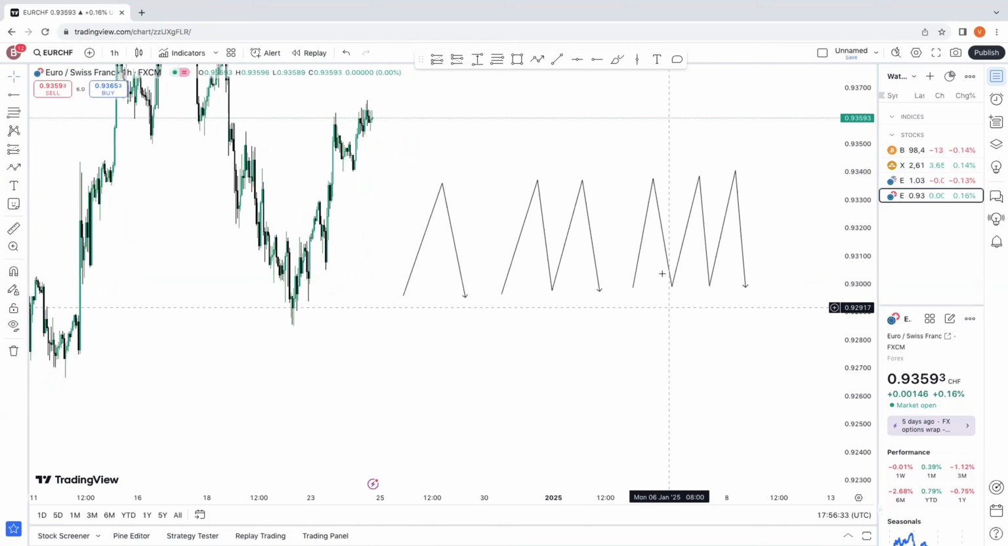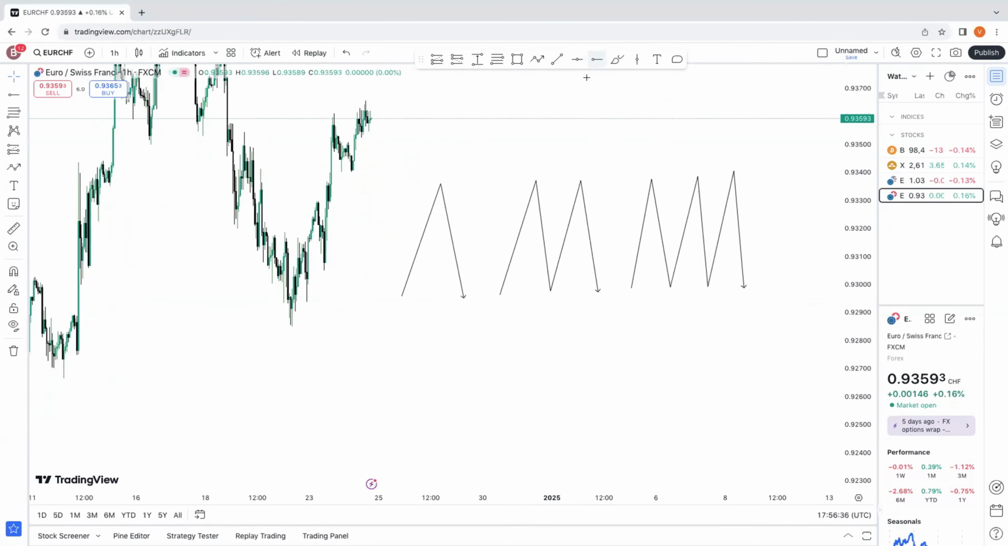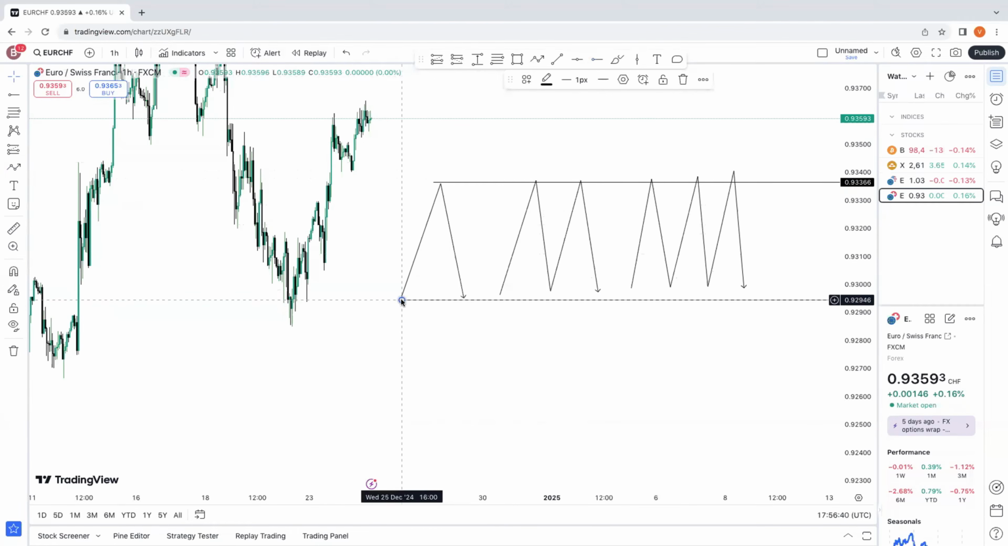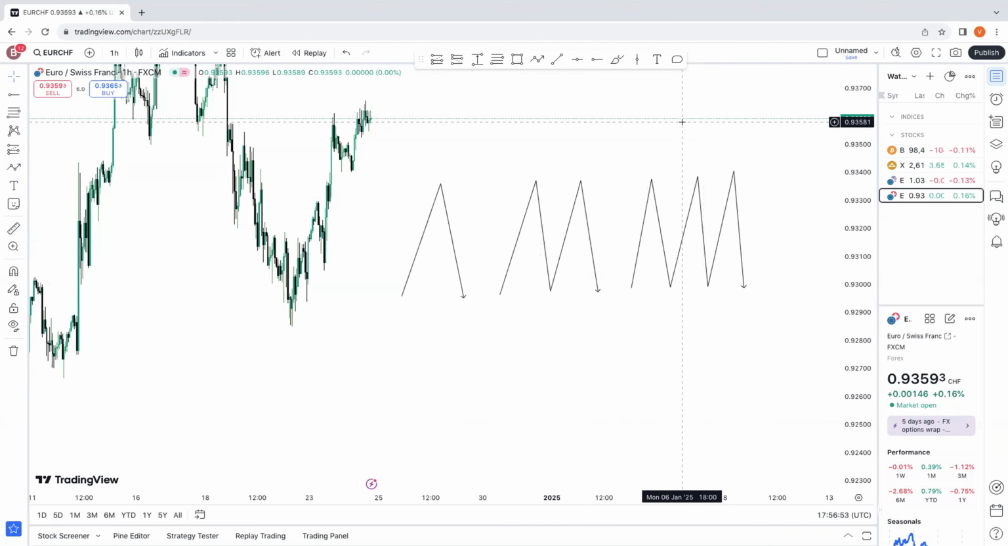Because price is trapped within this zone, right? Within this zone. It's not breaking out to the upside, neither to the downside. So when this happens, we say price is consolidating. Price is ranging. Another name for consolidation is called a ranging market.